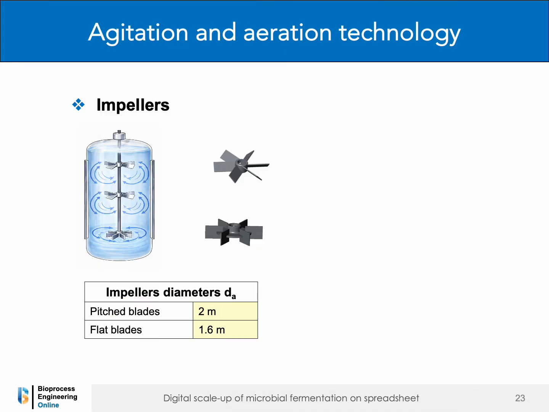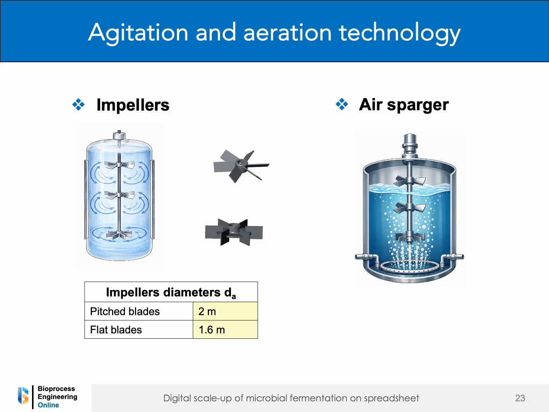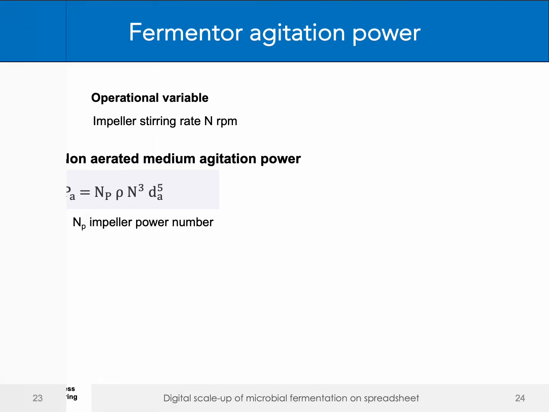This section first defines the agitation and aeration technology of the large-scale fermenter. In this case, the 100 cubic meter fermenter is equipped with 3 impellers mounted on a single shaft: 2 pitched blade impellers, 2 meters diameter, promoting axial flow, and 1 Rushton flat blade turbine, 1.6 meters diameter, promoting radial flow. Aeration is provided by a drilled hole gas dispersion system located at the bottom of the fermenter. The section then evaluates the key characteristics of the fermenter agitation and aeration.